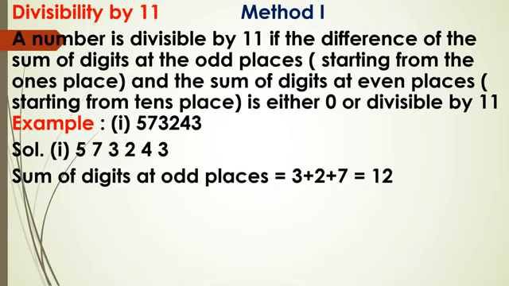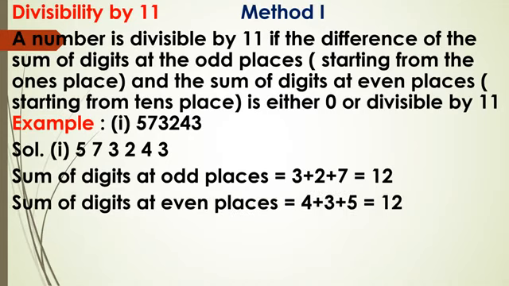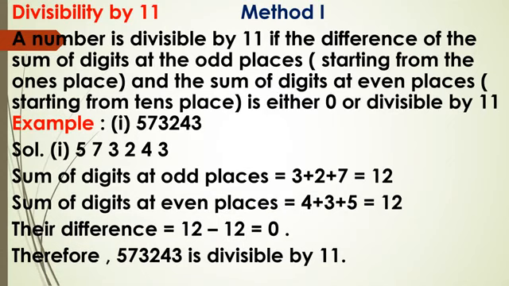Now the sum of even place digits, 4 plus 3 plus 5, is equal to 12. Now find their difference. It doesn't matter whether the odd place sum or the even place sum is greater, you just have to find the difference. From the greater number, subtract the smaller number. If the difference is 0 or divisible by 11, then the number is divisible by 11. Their difference is 12 minus 12, which is 0.